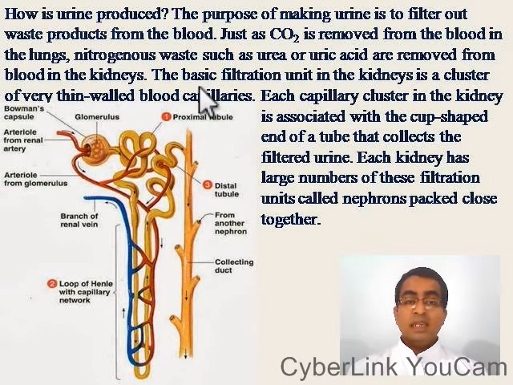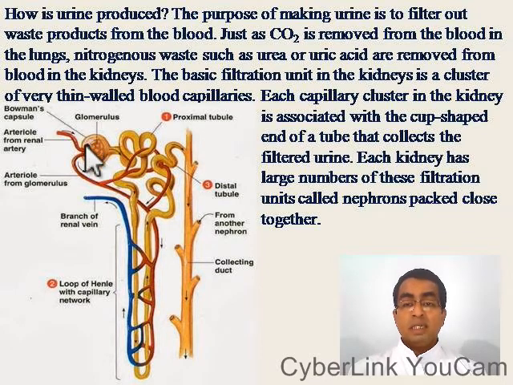The basic filtration unit in kidneys is a cluster of very thin-walled blood capillaries. Each capillary cluster in the kidney is associated with the cup-shaped end of a tube that collects the filtered urine. Each kidney has large numbers of these filtration units called nephrons. They are packed close together. You can see the structure of nephron here.